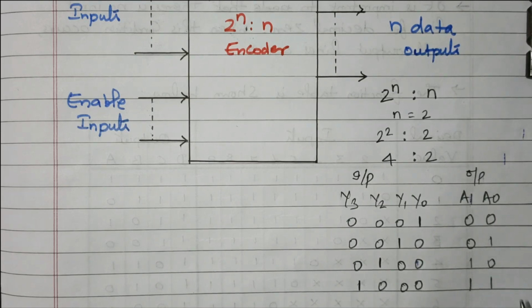So in this video we discussed the details about the encoder, 2 to the power n inputs with n outputs. Now we discussed one example also. If n equals 2, there are 4 inputs and 2 possible outputs, that also verified. And we discussed how to develop the logical expression and how to implement the logic diagram also.